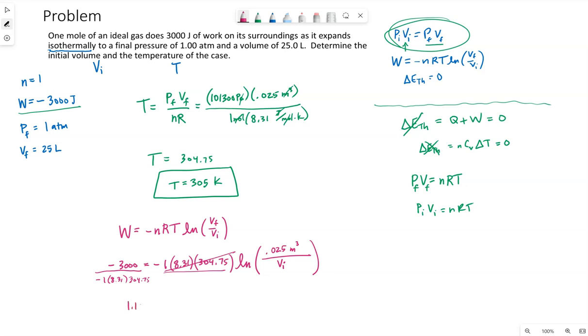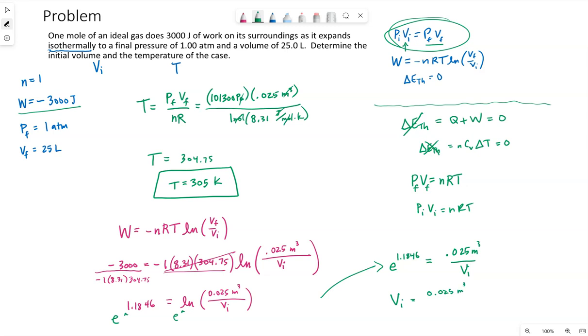I'm getting 1.1846 equals the natural log of 0.025 meters cubed over the initial. Now I can do e to both sides. This becomes e to the 1.1846 is equal to just the final volume over the initial volume. So the initial volume will be this final volume over e to this value.